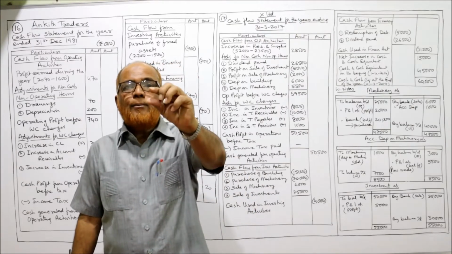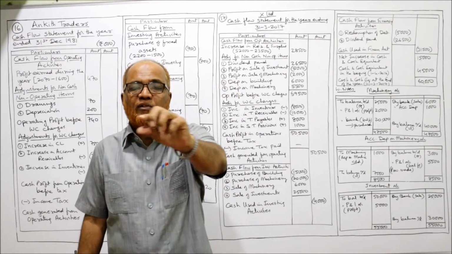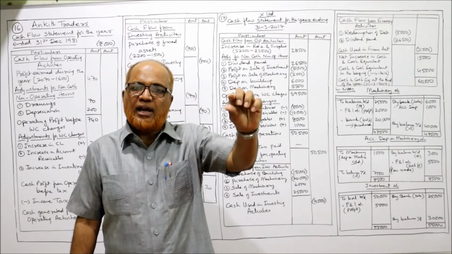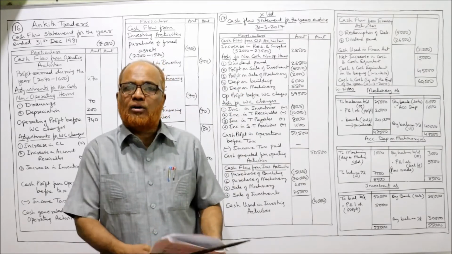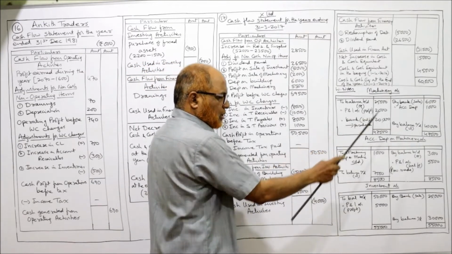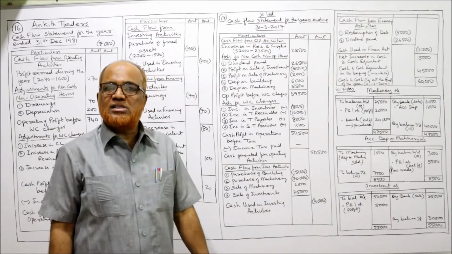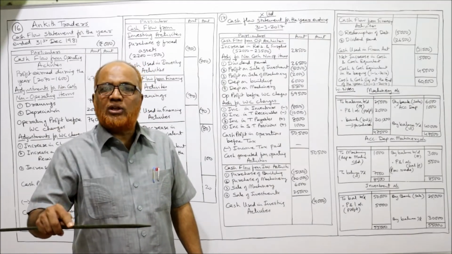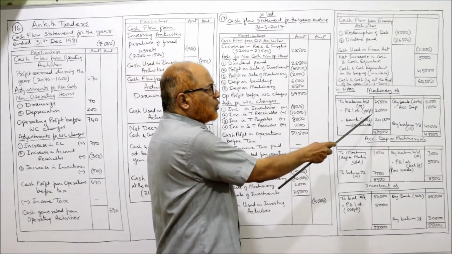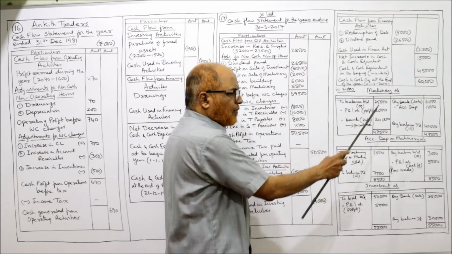So the entry will be machinery account debit to profit and loss account. On the machinery account debit side, to profit and loss account, profit 2,000. 2,000 is the profit because the book value of 4,000 was sold for 6,000. So 2,000 rupees profit to P&L account.